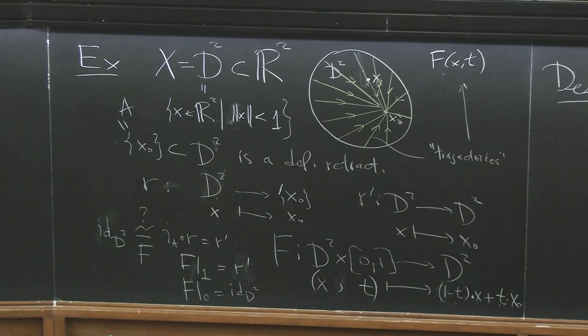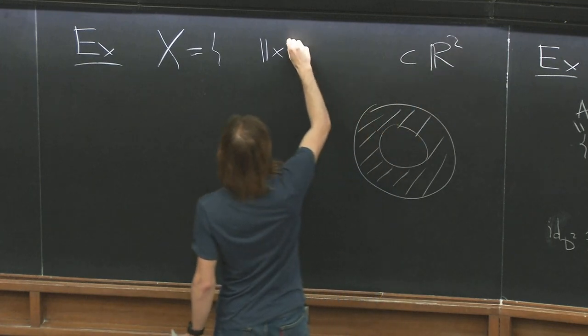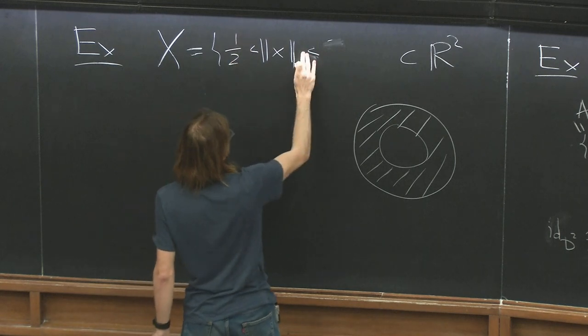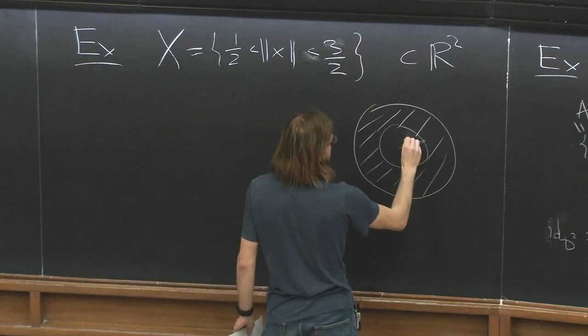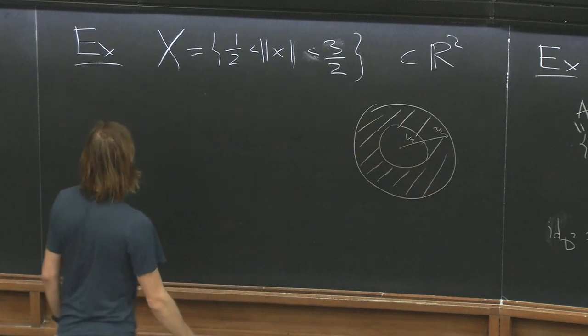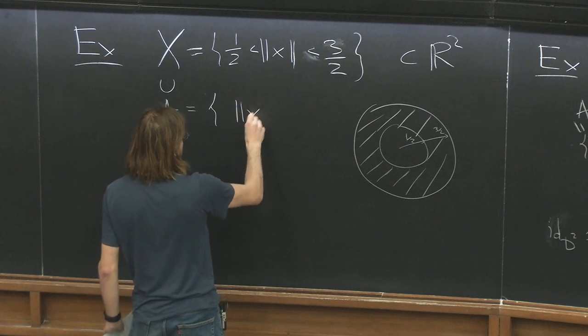Yeah, let me consider a slightly more complicated example. Consider X to be now an annulus in two-dimensional Euclidean space. Again, this will be a subspace in R2 defined by the inequality that the norm is greater than 1/2 and less than 3/2. It means that we consider an annulus whose interior radius is 1/2 and exterior radius is 3/2. And for my space A inside this X, I will take just the unit circle.